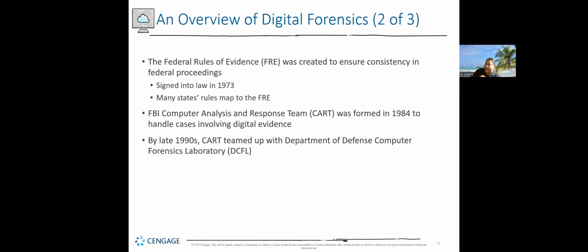The Federal Rules of Evidence, FRE, was created to ensure consistency in federal proceedings. Signed into law in 1973. Many states' rules map to the FRE. California has it, maps to the FRE. Connecticut would have it, maps to the FRE. The FBI created their Computer Analysis and Response Team, CART, which was formed in 1984.